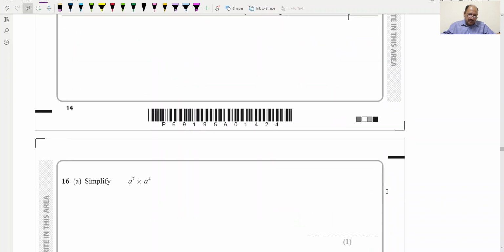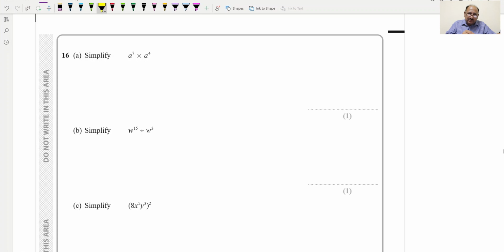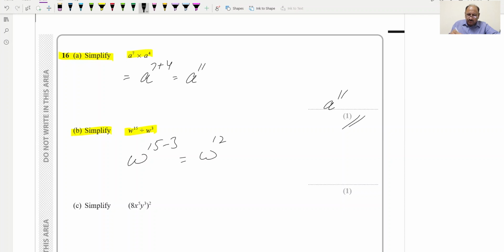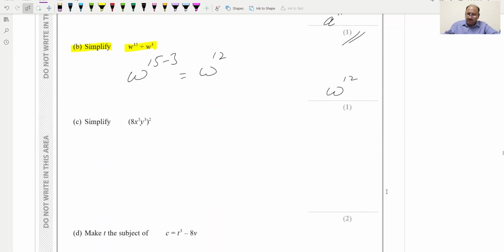Now next we can move to question number 16, and question number 16 says simplify this. Bases are the same, so powers are being multiplied, so powers will be added. So a raised to 7 plus 4, which is equal to a raised to 11. So a raised to 11 will be the answer for this 1 mark question. Now next B part, simplify. This one is division of indices, simple questions. So 15 minus 3 in case of division, so it will be equal to w raised to 12. W raised to 12 will be our final answer for this 1 mark question.